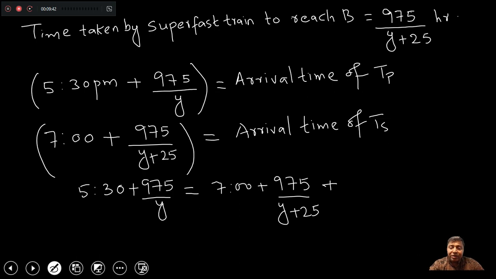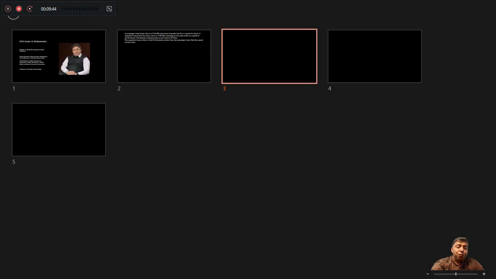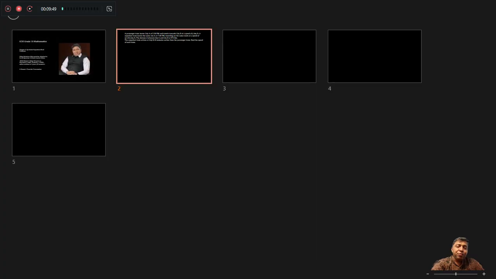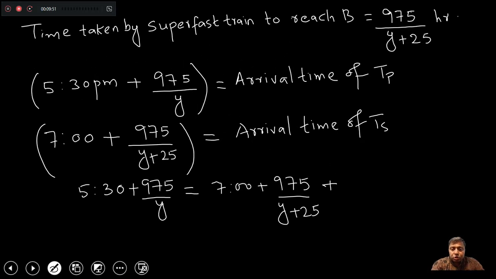So that means if I add that value which we found earlier, 0.75 hours, to the arrival time of superfast train, then only the arrival times for both the trains will be equal, right? So I added 0.75 to the arrival time of superfast train to equate it with the arrival time of passenger train.